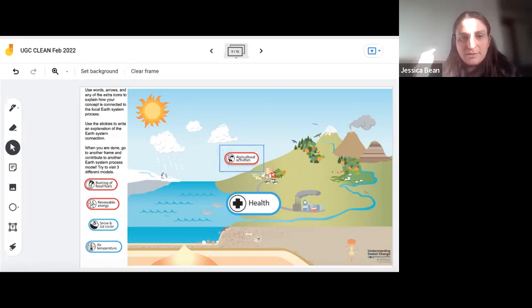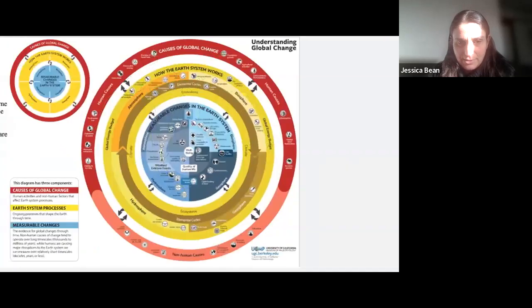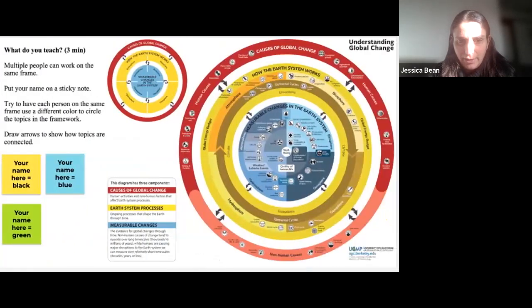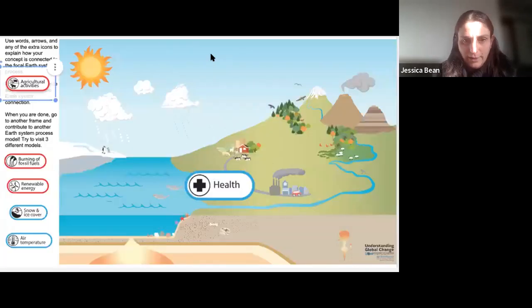And so the idea is that, okay, now I've contributed my concept, my icon, agricultural activities, to the health page. So now I would like to go to another page. I can take a few minutes and think about, okay, well, now I think I'm going to go to the biodiversity page and explain what I know about how agricultural activities are related to biodiversity. Let me know if there are any questions. I'm going to flip over to the Jamboard page and see if anyone has selected some of the icons on page 12. So again, you can just click on an icon and copy, and then go forward and paste.